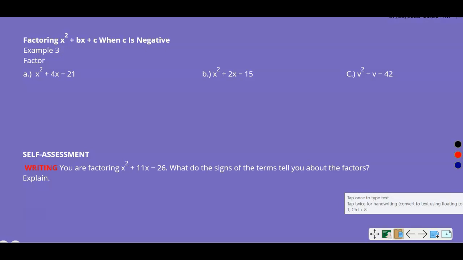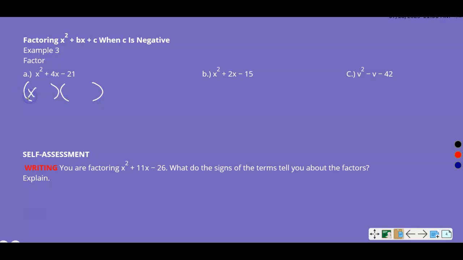Example 3, factoring x squared plus bx plus c when c is negative. All right, so again, we're doing exactly the same thing. We just have to be careful with our signs because now c is negative. How do we get a negative number when we multiply? That means we have to have opposite signs. All right, so let's get started. We're going to have x times x is x squared.